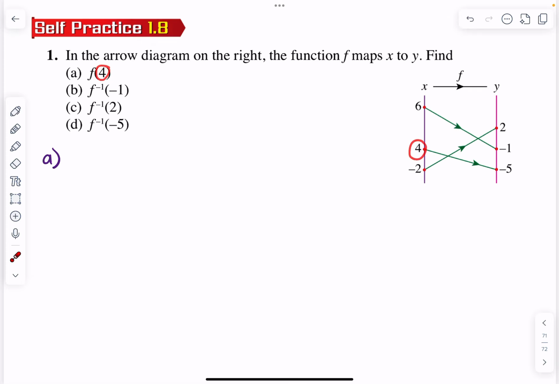So 4, if you map it along f, you get -5. So A is -5. Then B, f inverse of -1. So f inverse means you must go this way. So -1 will be our object. So f inverse of -1 is 6.